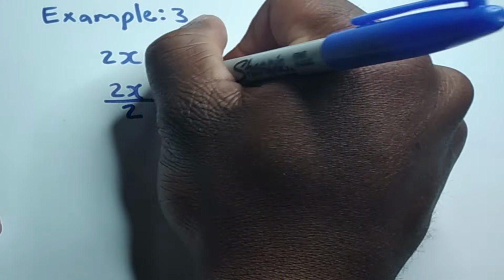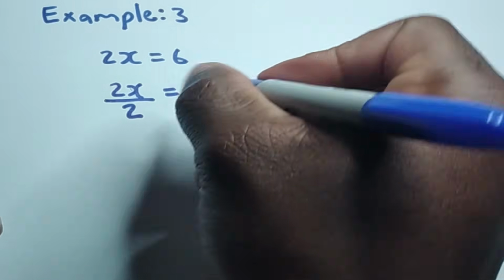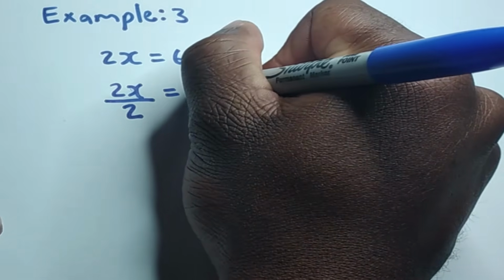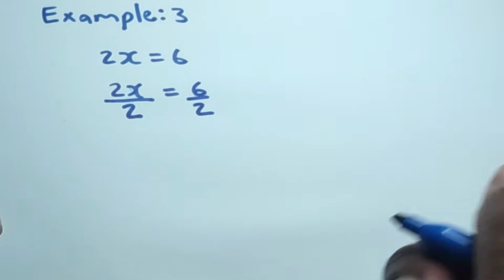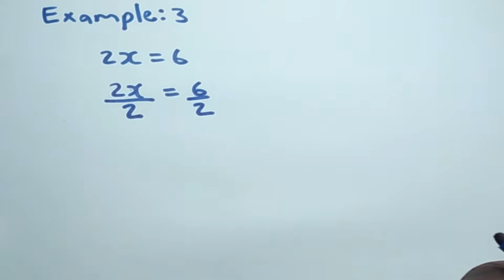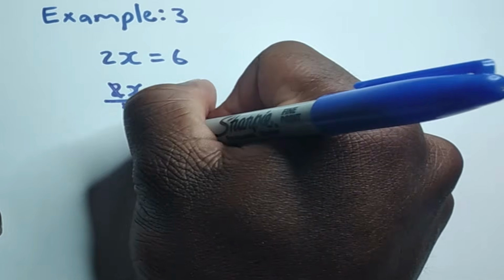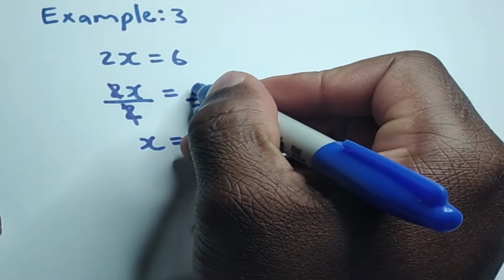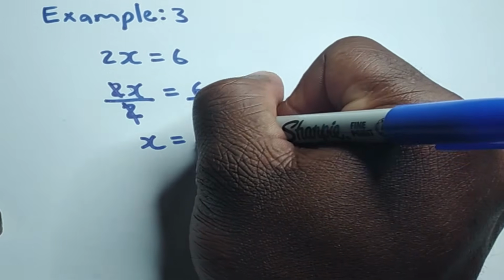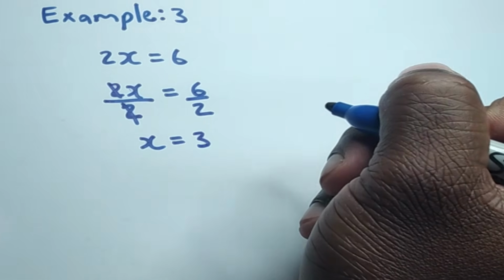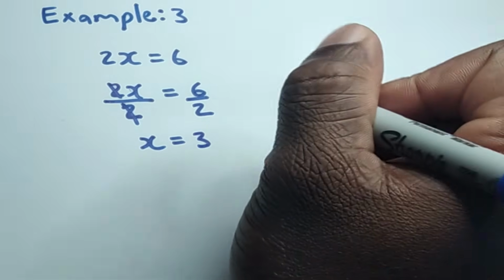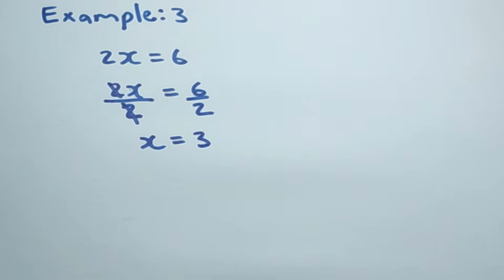So to get rid of the 2, I'm going to have to do the opposite, which is to divide by 2. And if I divide this side by 2, I'm also required to divide this side over here by 2 as well to keep the equation balanced. So 2 cancels 2 right here, and x is equal to 6 divided by 2, which is 3. So that's pretty much how you deal with a scenario like this.